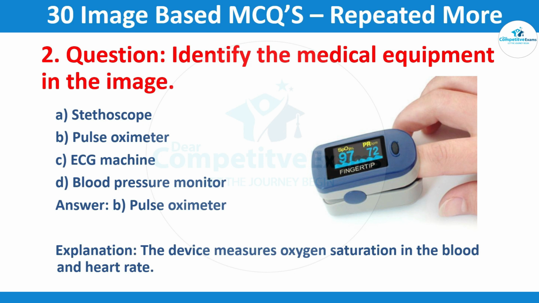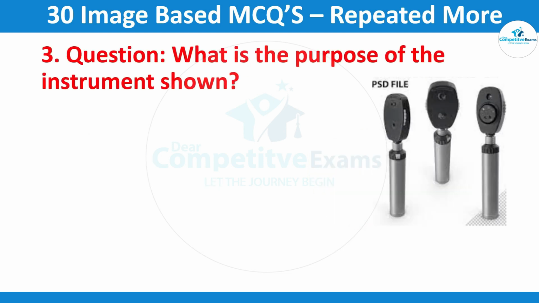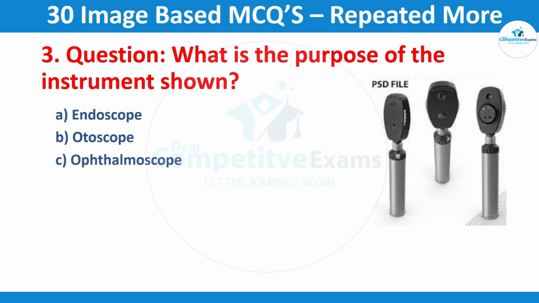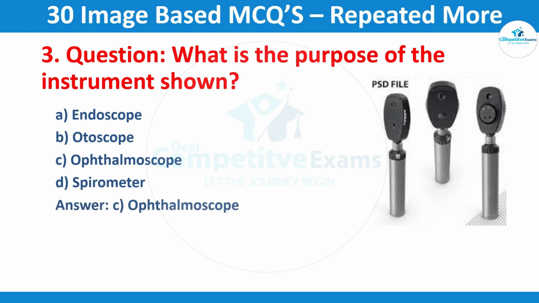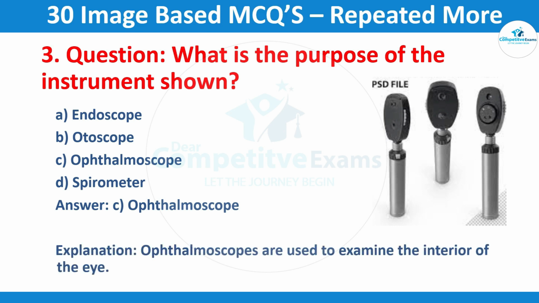Question number 3. What is the purpose of the instrument shown below? Options are endoscope, otoscope, ophthalmoscope, spirometer. The correct answer: ophthalmoscope. Ophthalmoscopes are used to examine the interior of the eye.